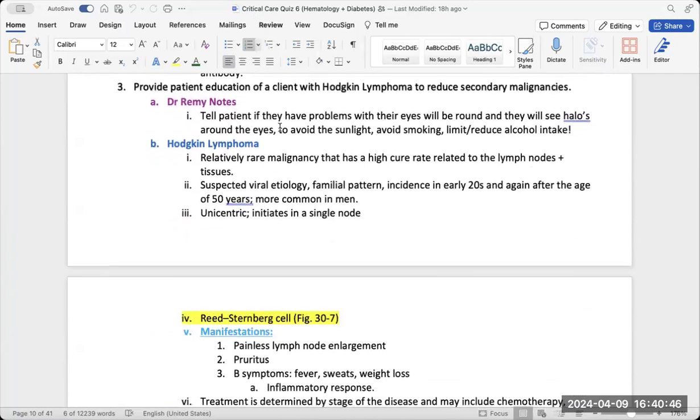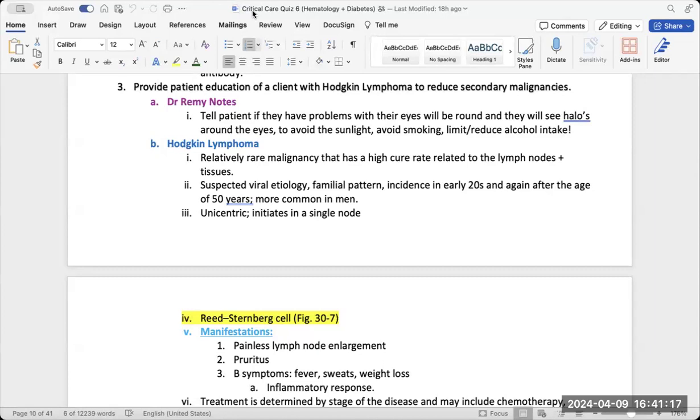So, the next question is provide patient education of a client with Hodgkin lymphoma to reduce secondary malignancies. Now, all I have for this question is that Dr. Remy mentioned to tell the patient, if they have problems with their eyes, so if their eyes are becoming more round and they're starting to see halos around the eyes, they need to avoid direct sunlight. They need to avoid smoking and they need to limit and reduce their alcohol intake.